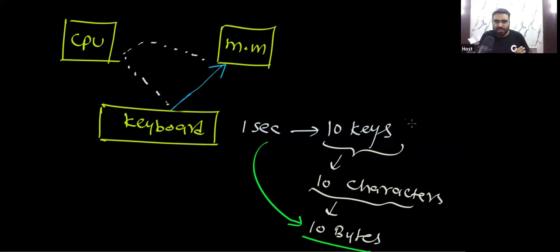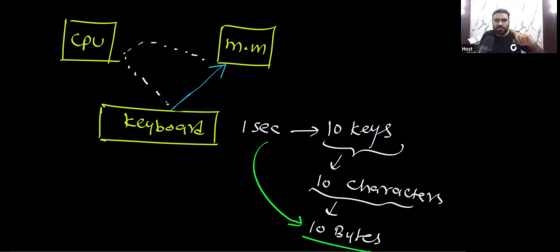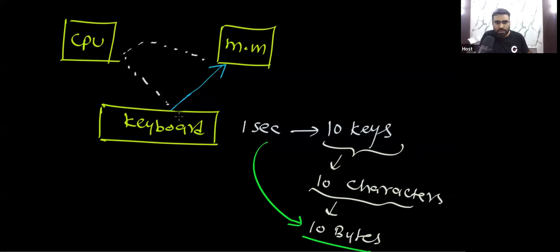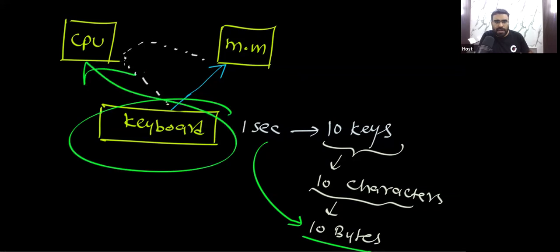And remember one thing: this will happen when the user is very fast. If you are typing and you are very fast, then it will happen. If you are slow, for example typing only one key in 1 second, then the speed of the keyboard is only 1 byte per second. But if you are a very fast typist, the speed of the keyboard is 10 bytes per second. So this keyboard can provide 10 bytes per second.